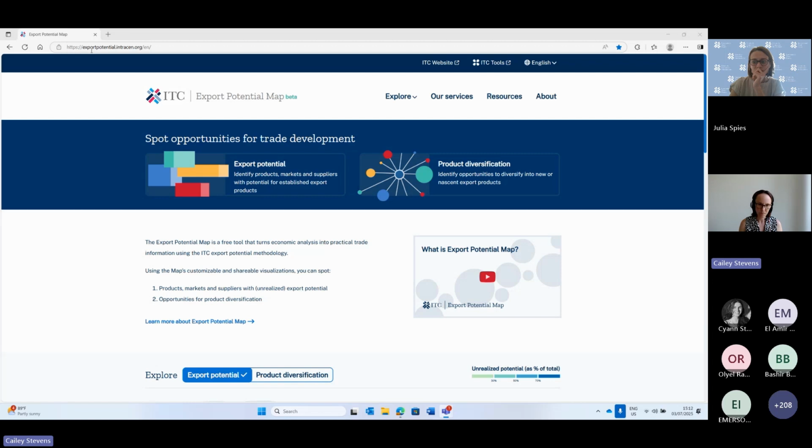Export Potential Map. So the first thing that veteran users may notice is that you can select export potential or product diversification right from the main menu, right from the home page. And for those of you who are new to Export Potential Map, basically Export Potential Map covers two types of goods. We cover established export products and new or nascent export products. And Export Potential Map is just for goods. We do not cover services in the generic version of Export Potential Map. So we have these two products, established export products, and new export products.